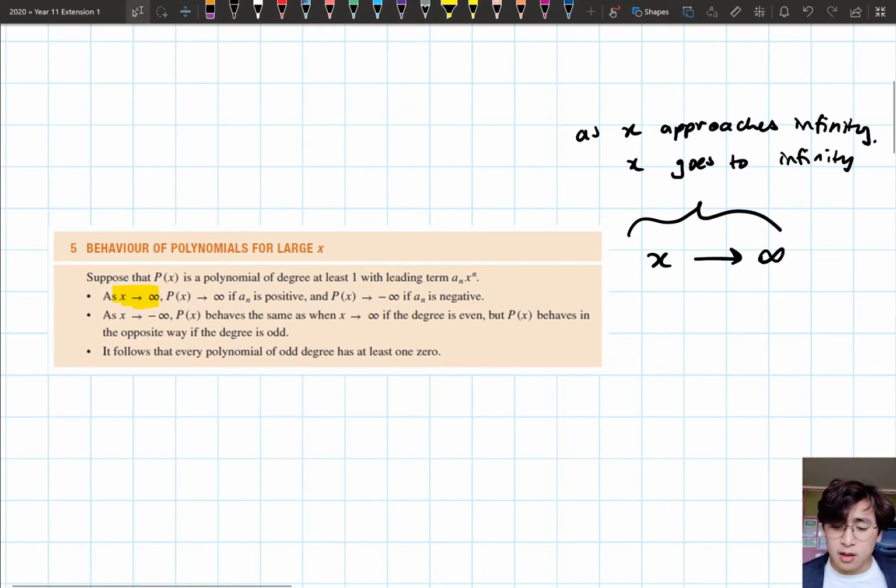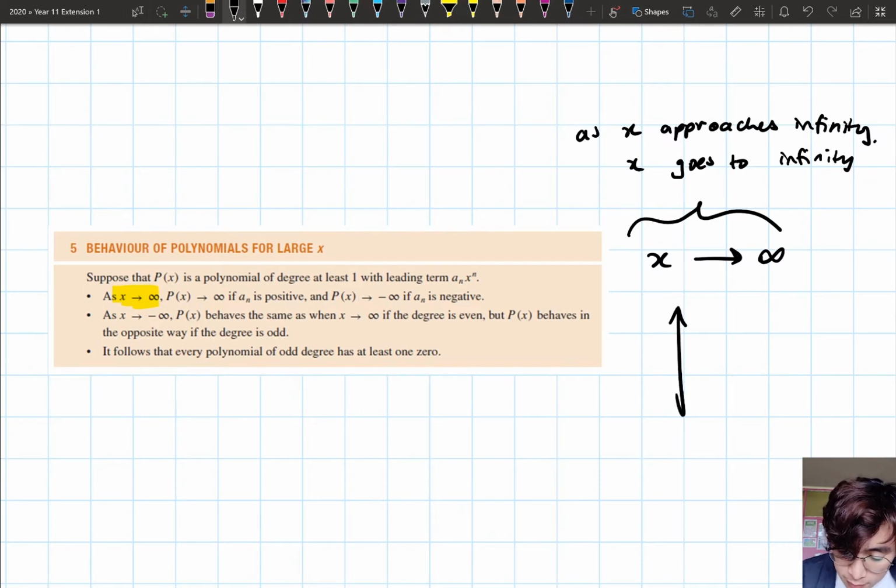what it's describing is basically what happens to your polynomial as x becomes really, really, really big, like a really, really big number. On your Cartesian plane, this is the same as asking, what happens when we move further and further to the right of the graph? Because when you go to the right of the graph, the x values get bigger and bigger and bigger, right?